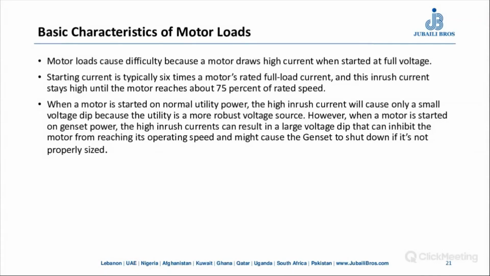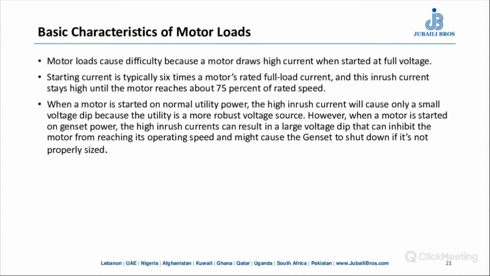Starting current is typically 6 times a motor's rated full load current, and this inrush current stays high until the motor reaches about 75% of the rated speed. When a motor is started on normal utility power, the high inrush current will cause only a small voltage dip because the utility is more of an infinite energy source.